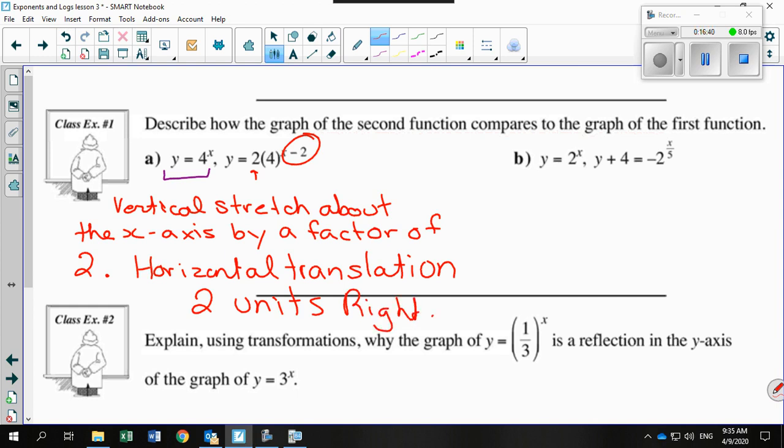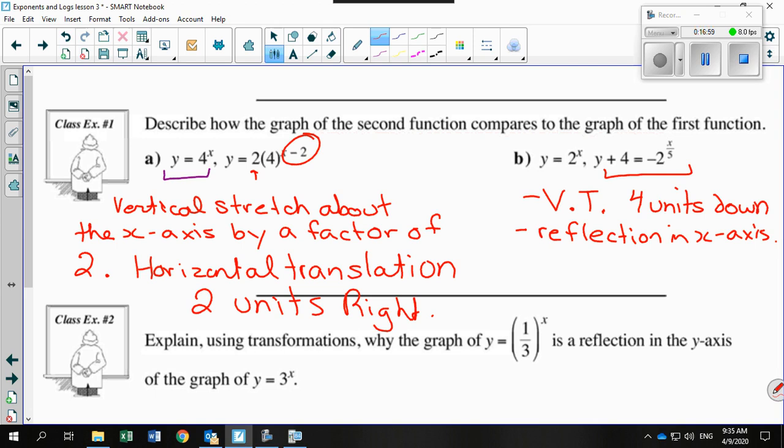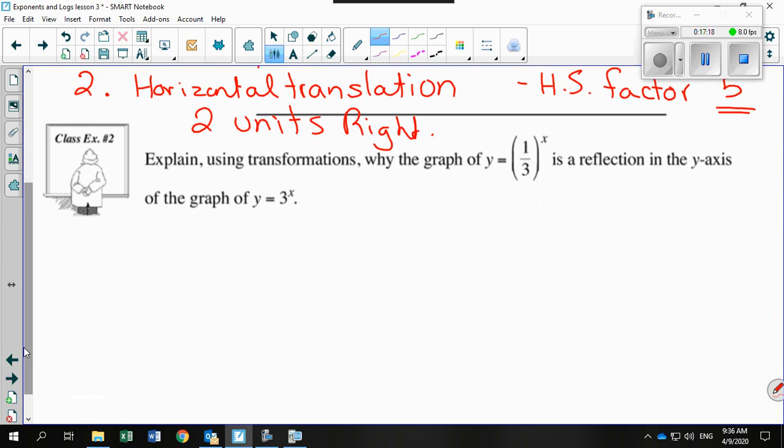Okay, for this next one, there's lots of stuff going on. We have a vertical translation 4 units down. We have a reflection in the x-axis. And we have a horizontal stretch by a factor. And remember, when it's on the x, it's lying to you. So instead of 1/5, it's a factor of 5. So again, that just goes all the way back to chapter 2 when we talked about our transformations.